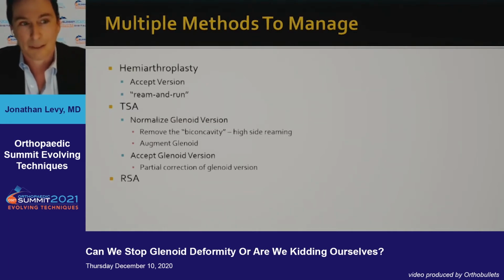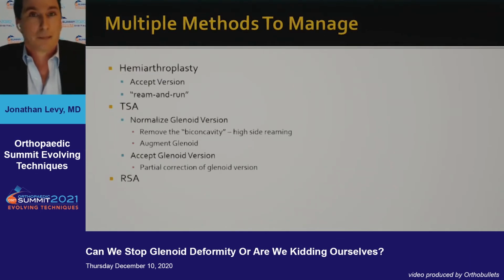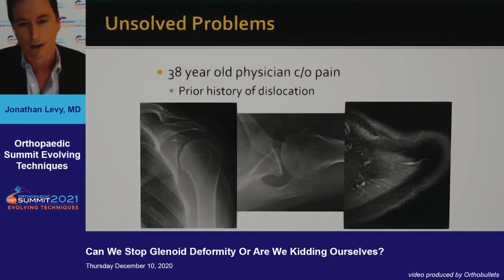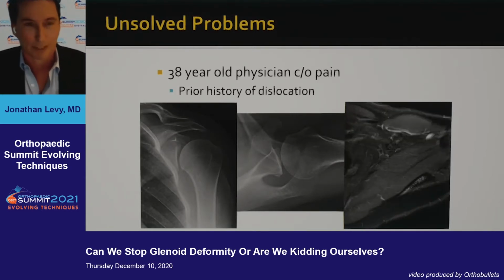You do a hemiarthroplasty, where you can either accept version or do a ream and run. You can do a total shoulder arthroplasty, either accept it as version, correct the version partially, or use an augmented glenoid to normalize the glenoid version, or you could do a reverse. And I think all those have controversies. But these are the problem patients, right?